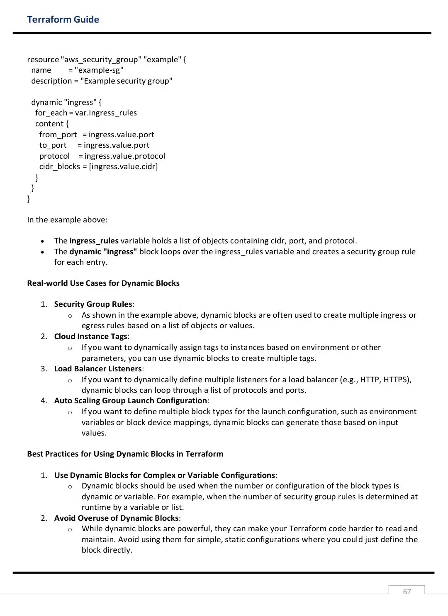Real-world use cases for dynamic blocks. 1. Security group rules. As shown in the example above, dynamic blocks are often used to create multiple ingress or egress rules based on a list of objects or values. 2. Cloud instance tags. If you want to dynamically assign tags to instances based on environment or other parameters, you can use dynamic blocks to create multiple tags. 3. Load balancer listeners. If you want to dynamically define multiple listeners for a load balancer, for example HTTP, HTTPS, dynamic blocks can loop through a list of protocols and ports.